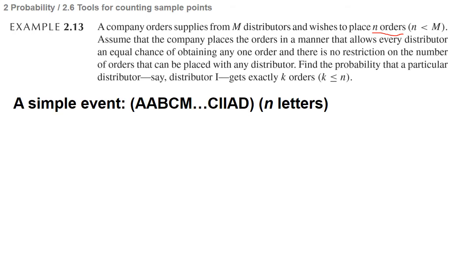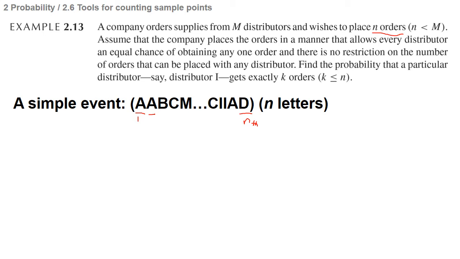So for a simple event, we maybe describe it this way. Since there are N orders, this is the first order, second order, and here it's the nth order. We can describe the situation like this. The character A is a distributor. So the first item, a company bought it from distributor A. And for the second item, a company ordered from distributor A. And for the third one, from distributor B. That would be our simple events.